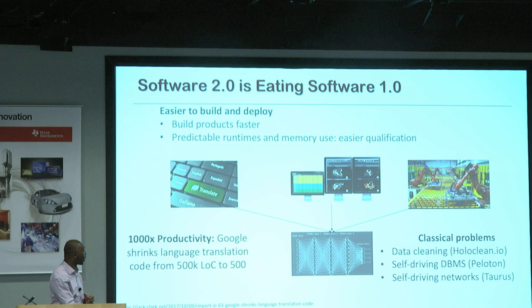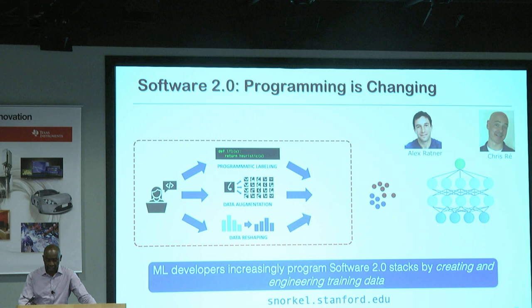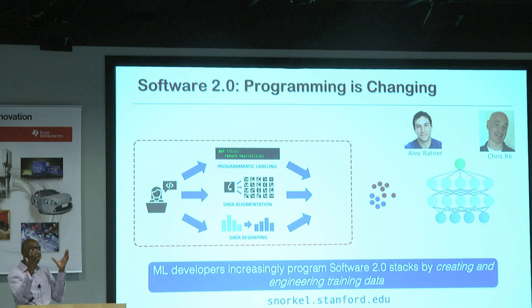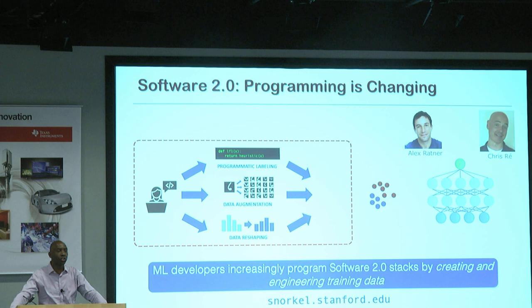And so what this does is, as more and more of the components of your software become models which are learned, it changes fundamentally what software developers do, right? Instead of developing algorithms and decomposing problems, they are increasingly doing things that have to do with engineering data and figuring out how to manipulate the data such that you can build more accurate models.